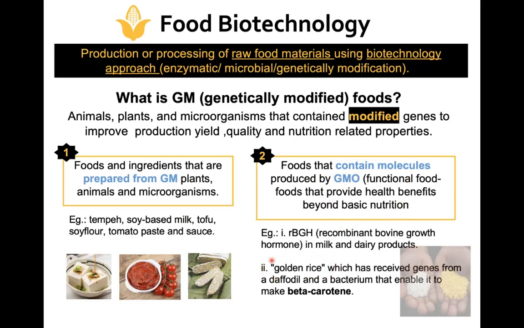Okay, rice kita selalunya putih kan? Tapi kalau rice dalam ni, kalau you perasan dalam gambar ni, transparentnya gambar, this is the golden rice. Okay, the yellow. So this golden rice has received genes from a daffodil. Daffodil kan color yellow. So, and a bacteria that enable it to make beta carotene. So that's why dia jadi yellow. So yang ni kalau selalunya golden rice ni, they claim that it has the additional nutritional value compared to the white rice. Okay.